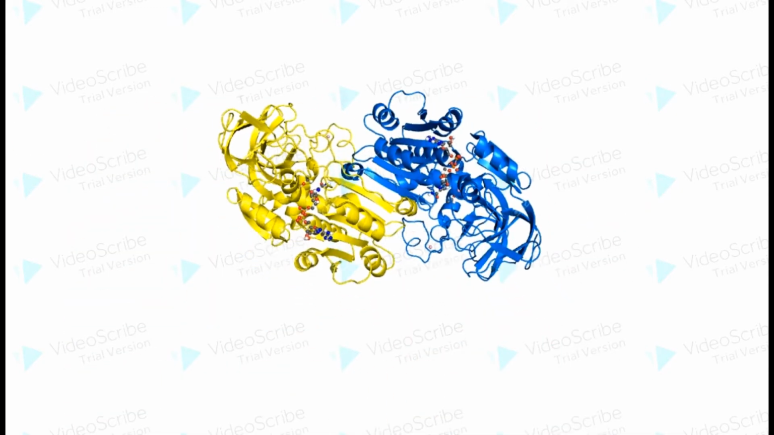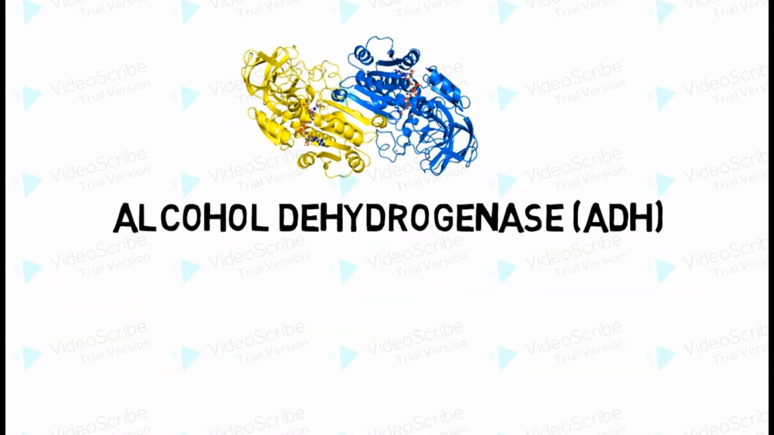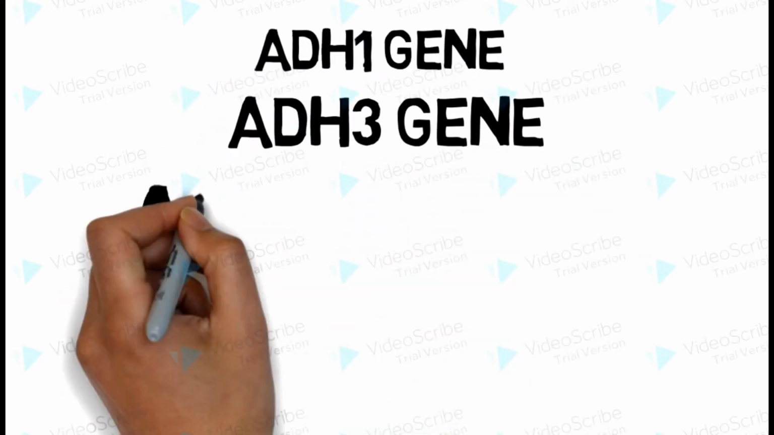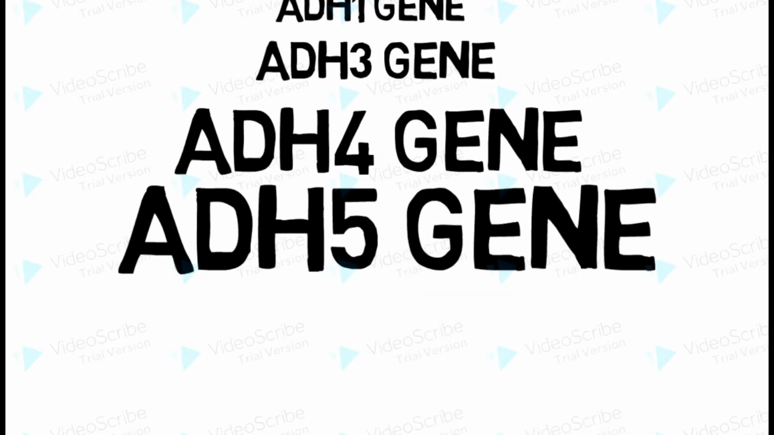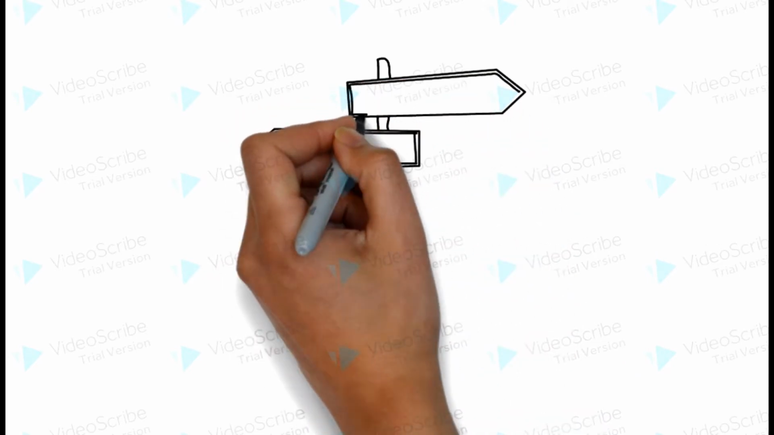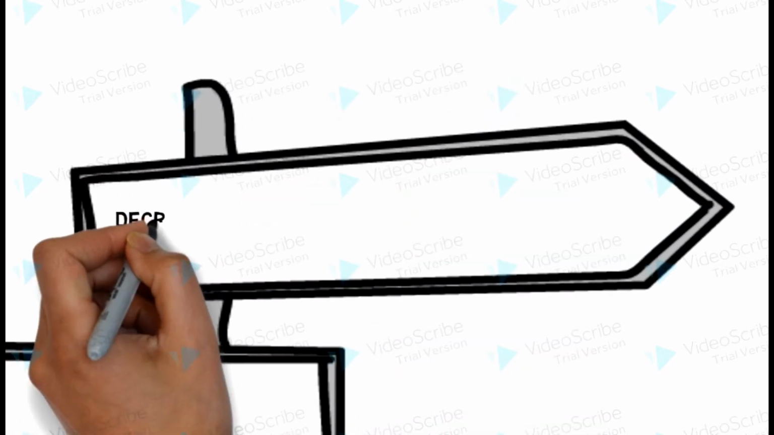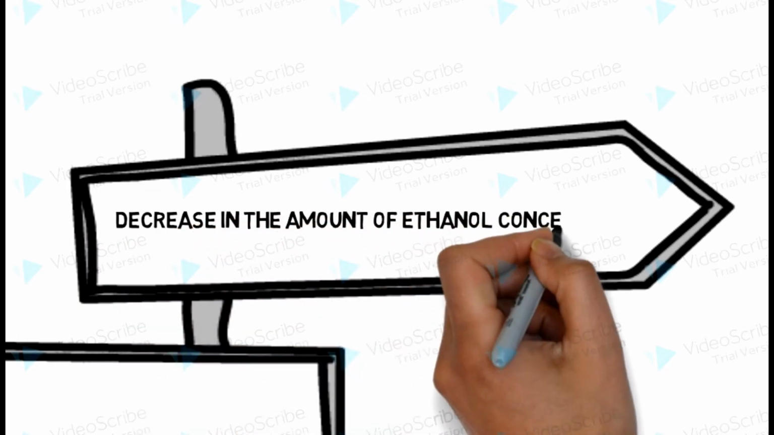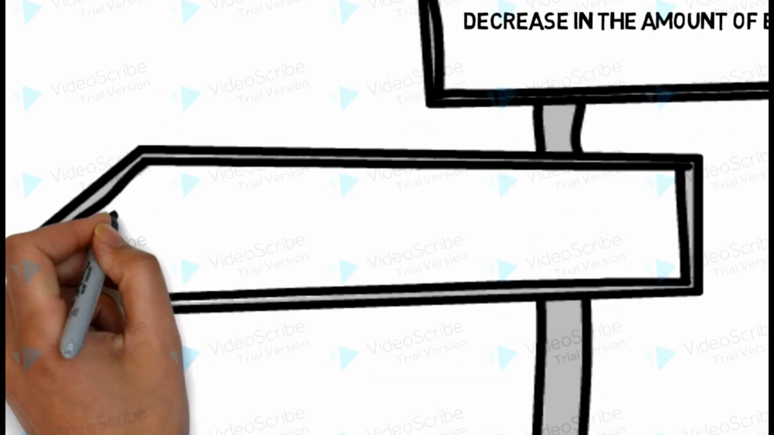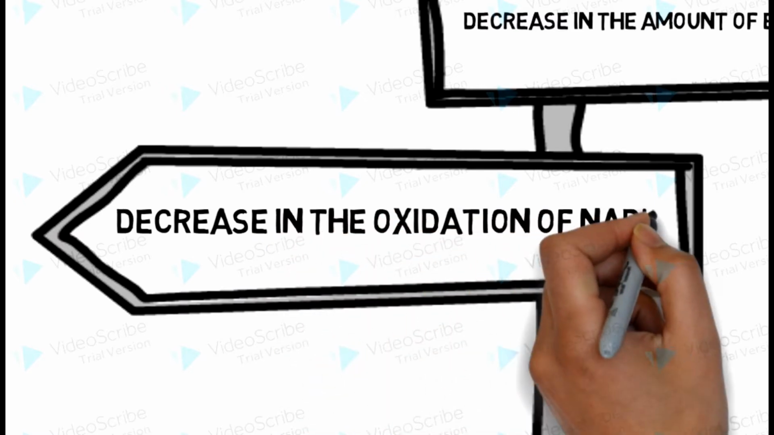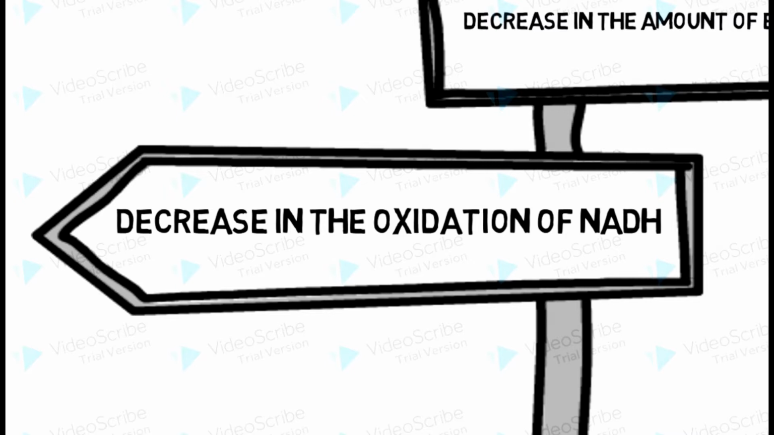Alcohol dehydrogenase, ADH, is encoded by specific genes ADH1, 3, 4, and 5. They play an important role in the final steps of fermentation by catalyzing the reduction of acetaldehyde to ethanol. This reaction requires NADH, and in the process oxidizes it to NAD+, which helps maintain the cellular redox balance. If any of the ADH genes are deleted or impaired, there will be a substantial decrease in the amount of ethanol concentration, but also a decrease in the oxidation of NADH. This redox ratio can be brought back to the equilibrium by an increase in glycerol production.